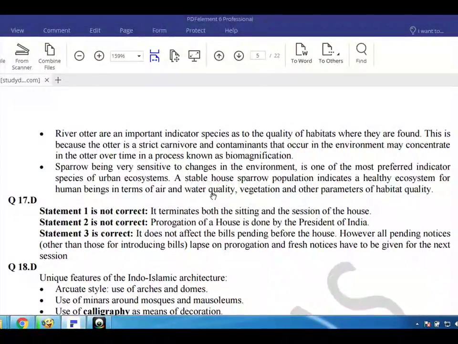Sparrow, being very sensitive to changes in the environment, is one of the most preferred indicator species of urban ecosystems. The stable house sparrow population indicates a healthy ecosystem for human beings in terms of air and water quality, vegetation, and other parameters of habitat quality.